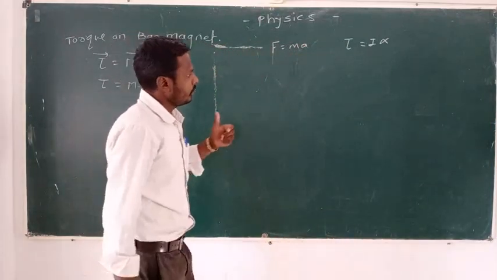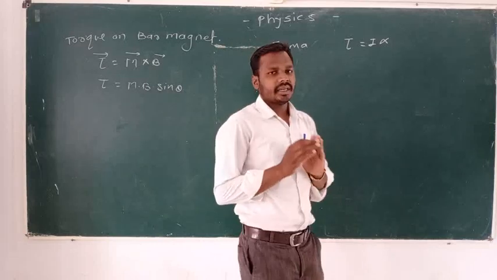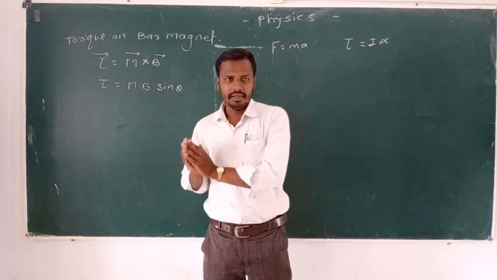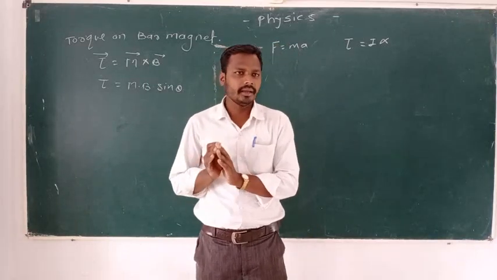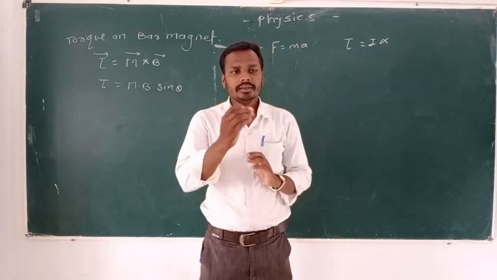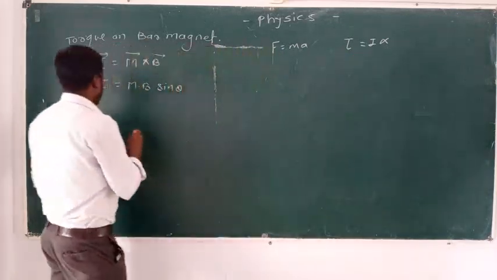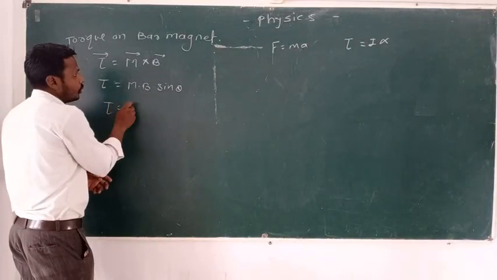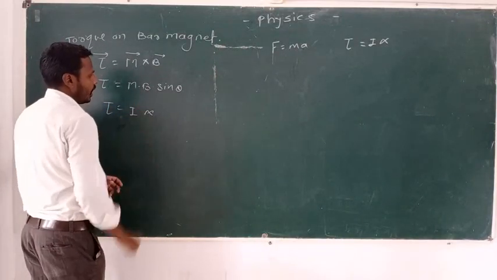Consider a bar magnet is kept in a uniform magnetic field, and a torque tau is applied on that. That is, we can write torque is equal to I alpha.